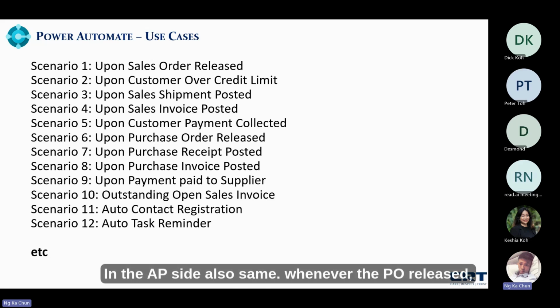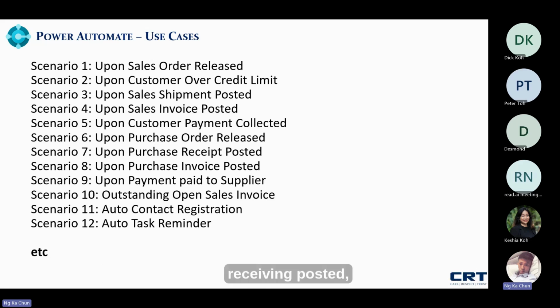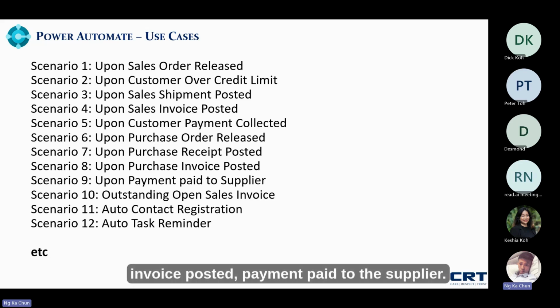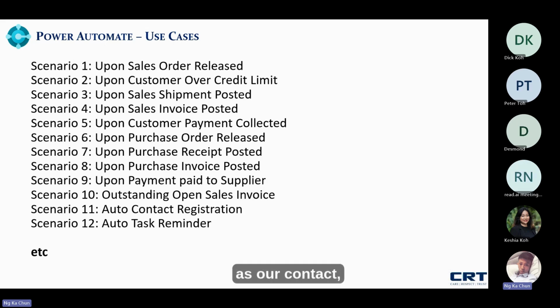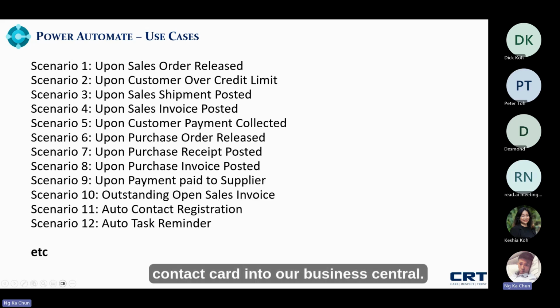On the AP side, we can also automate whenever the PO is released, received, posted, invoice posted, and payment paid to the supplier. Okay, we can also have auto contact registrations, which means we can automate the process so that whenever someone registers themselves as our contact, we want it to auto create the contact card in our Business Central.